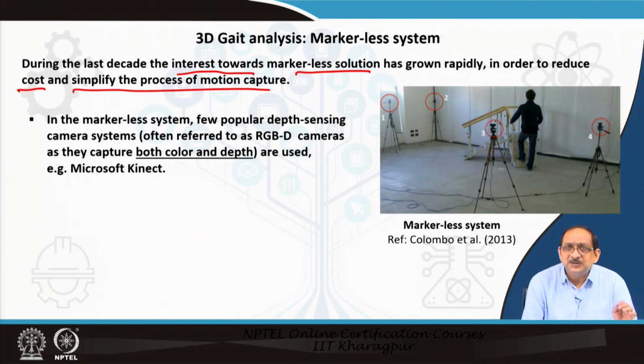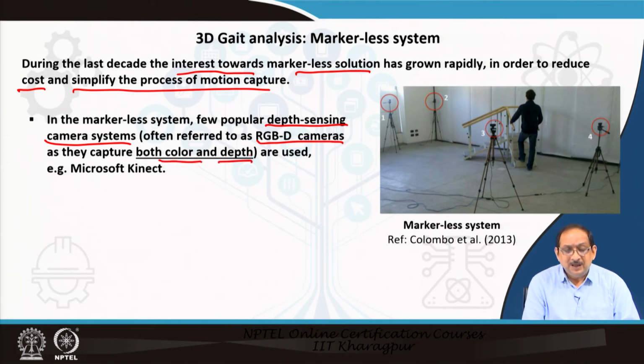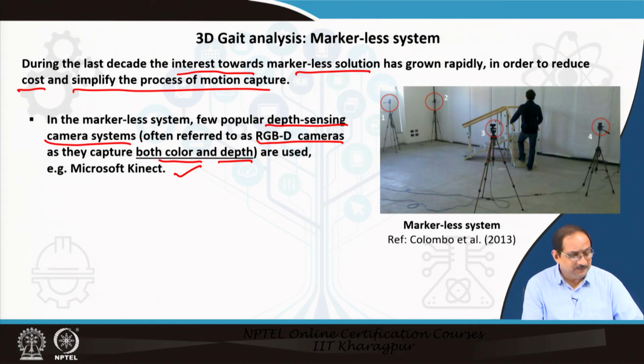In the markerless system, a few popular depth sensing camera systems are used. They are often referred to as RGBD cameras, since they can capture both color and depth of the object. A typical example of such a camera is Microsoft Kinect that we had discussed in the last lecture.